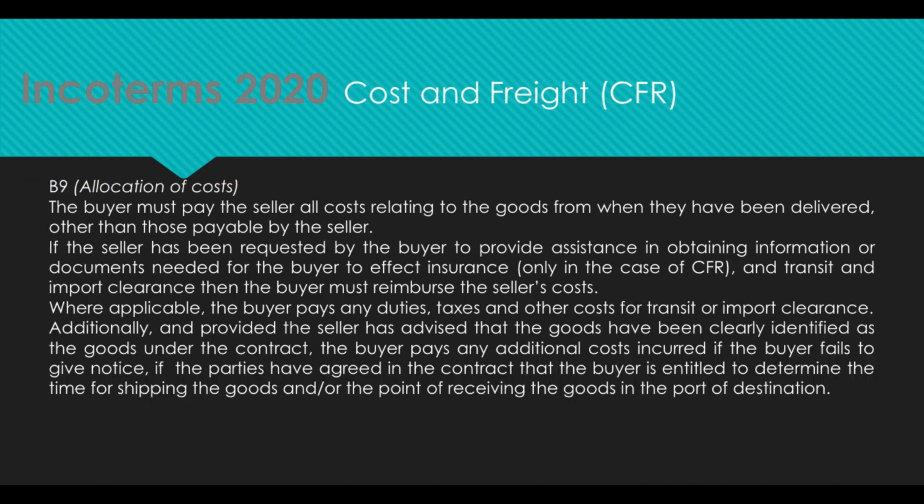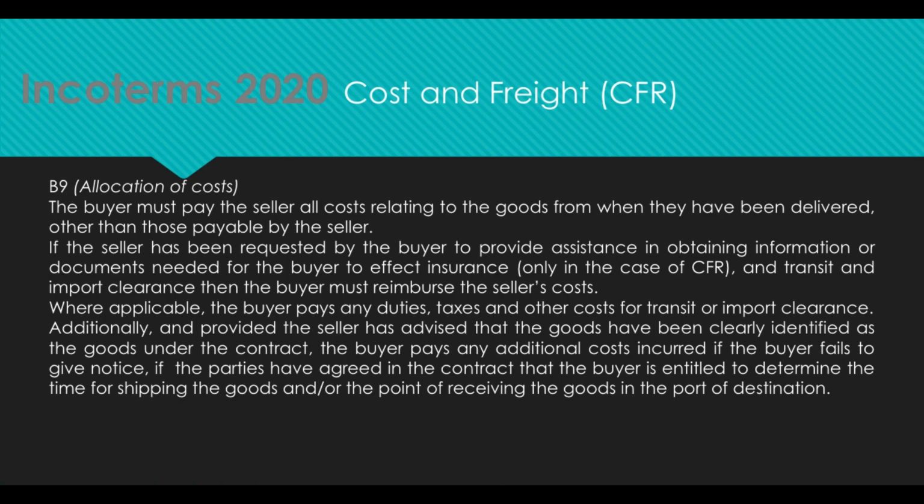B9, allocation of costs. The buyer must pay the seller all costs relating to the goods from when they have been delivered, other than those payable by the seller. If the seller has been requested by the buyer to provide assistance in obtaining information or documents needed for the buyer to effect insurance, only in the case of CFR, and transit and import clearance, then the buyer must reimburse the seller's costs. Where applicable, the buyer pays any duties, taxes, and other costs for transit or import clearance.